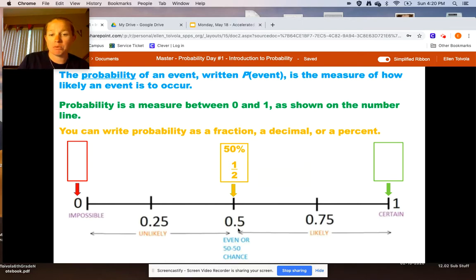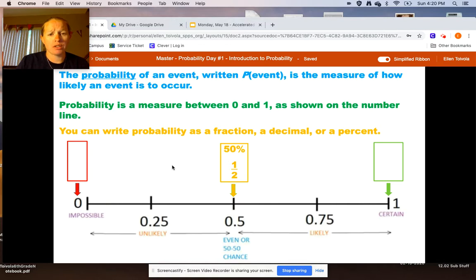That is the decimal form of 1/2 and 50%. We'd call that an even or a 50-50 chance. The other thing that you would hear is as likely as not. It is as likely to flip heads as it is to flip tails on a regular standard coin.